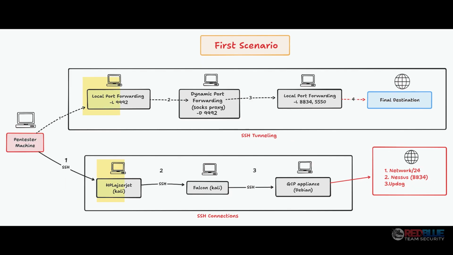We'll begin by forwarding port 9992 from our pentester machine to our Kali instance, which acts as a SOCKS proxy in our machine. From the Kali instance, we use dynamic port forwarding to set up a SOCKS proxy on port 9992. This proxy will allow us to route traffic dynamically to another machine, Falcon. Finally, on Falcon, we'll again use local port forwarding to forward ports 8834 for Nessus and 5550 for Updog back to our pentester machine. This will allow us to interact with these services locally. The final destination is a GCP appliance hosting these services, and our SSH tunnels will allow us to interact with them as if they were running on our machine.